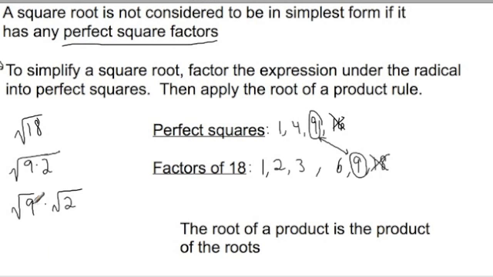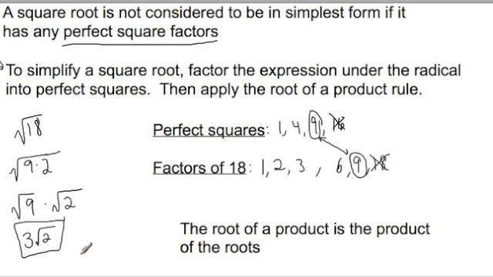Because 9 is a perfect square, I can simplify it. This becomes 3 times the square root of 2. This is considered to be in simplest form because 2 no longer has any perfect square factors. All of the perfect square factors have been taken out of the square root using the rules of square roots that we have. Therefore, the square root of 18 simplifies to 3 times the square root of 2.